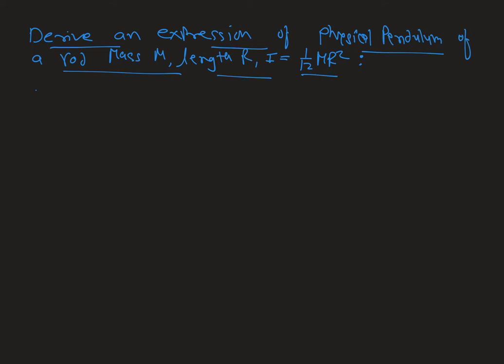Okay, so in this small tutorial, we want to learn about the expression for the period of a physical pendulum, which is a rod of mass m, length r, and moment of inertia 1/12 mr squared. This is the given thing you have, and now use this physical pendulum as a rod to find out its period. We have to use our calculus and our torque equations to derive this period.